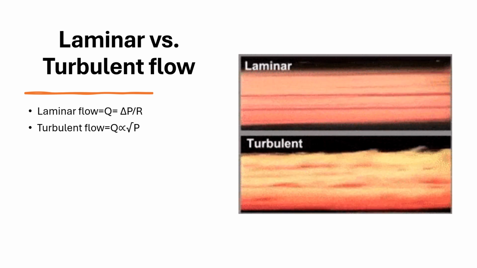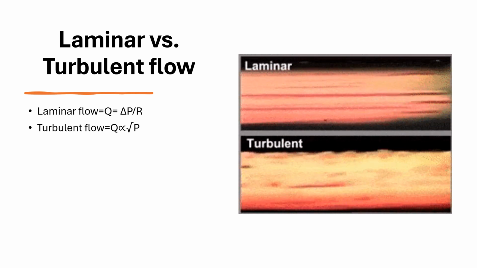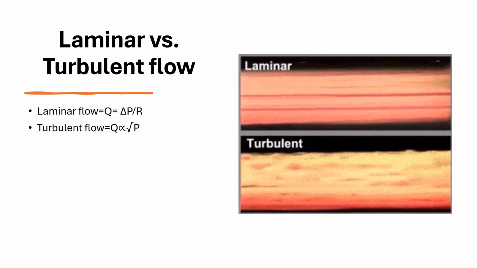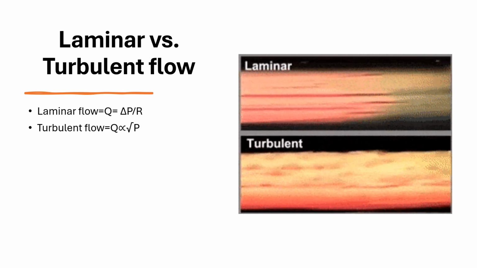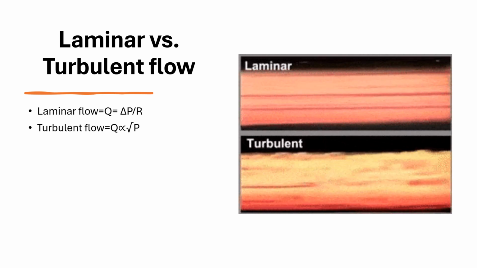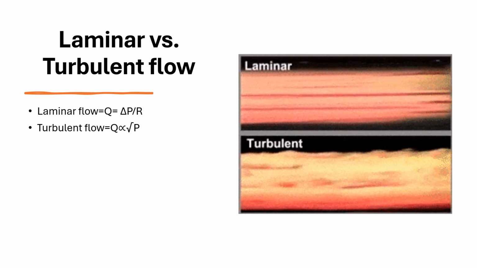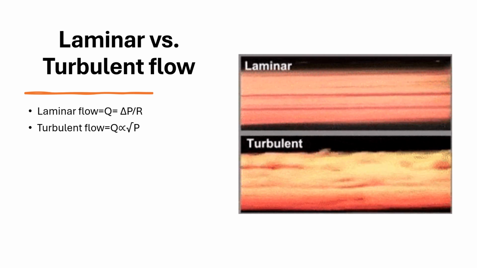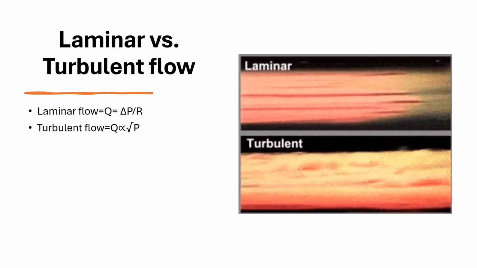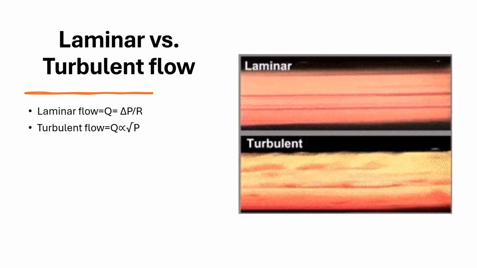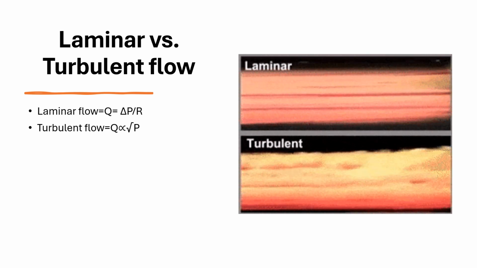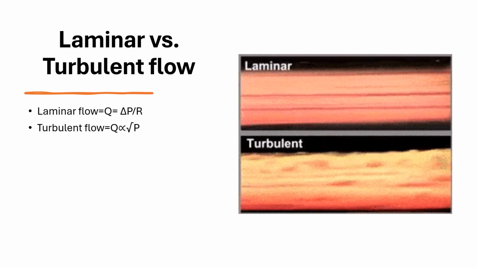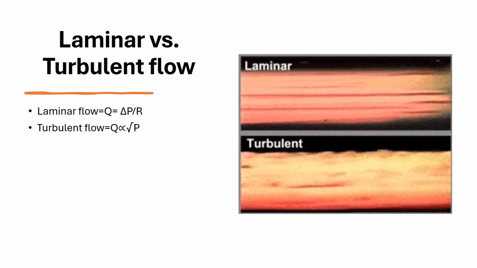So let's talk a little bit about laminar versus turbulent flow. In laminar flow, the fluid or gas moves in numerous thin layers, which are also known as streamlines. Typically, the velocity is highest at the center and lowest at the periphery. Turbulent flow, in comparison, is quite different. The direction of flow in a turbulent pattern is quite erratic.